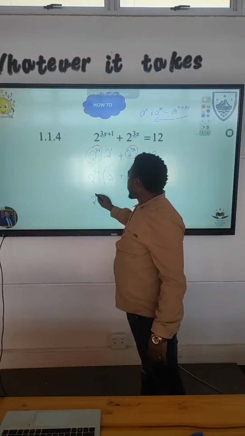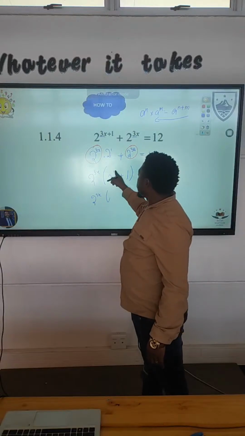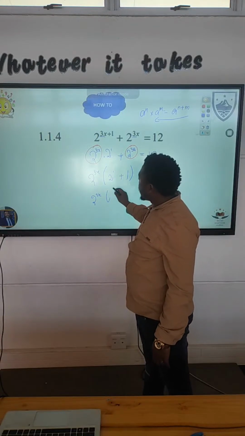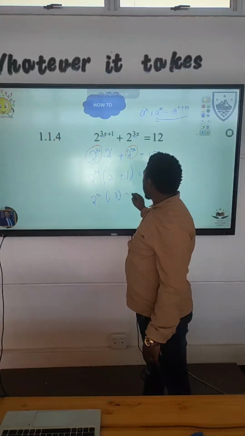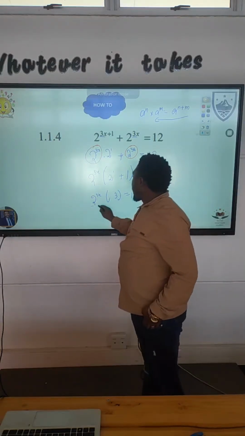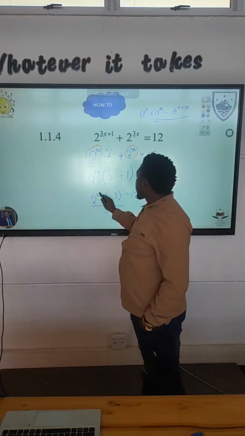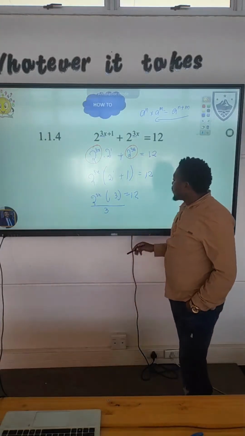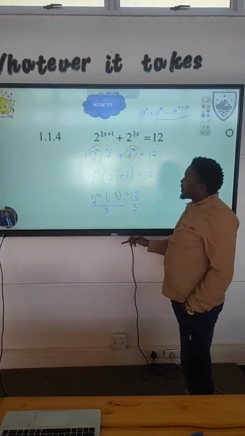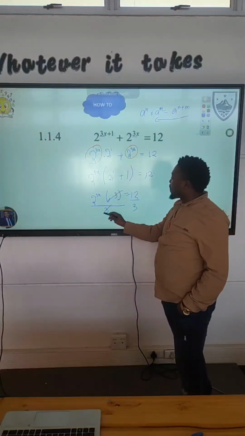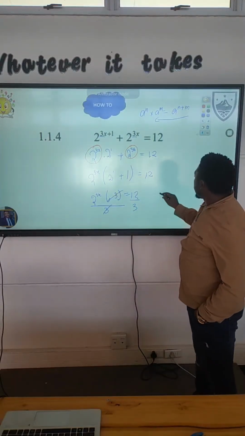So you have 2 to the power of 3x, and then inside the bracket is 2 to the power of 1 plus 1. So this will be 3 equals 12. And we divide both sides by 3 because we're trying to find the value of x. So we try to isolate everything that has x. So 3 will divide 3, and I'll be left with 4.